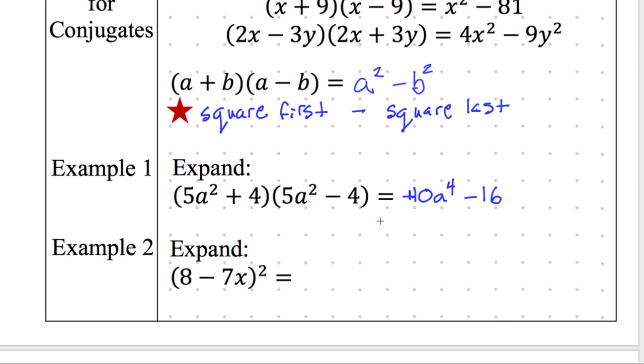Wait, can I correct that? 25. Oh! Gio gets his points for correcting himself. So come back here. Let's say a 25. Why is it a 25 and not a 10? You're multiplying. Okay. Minus 16. There it is. Yeah, good job, Gio.